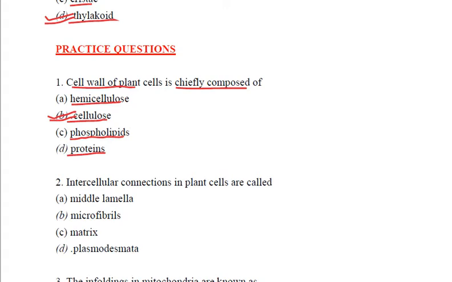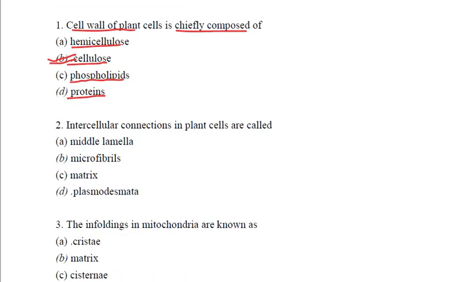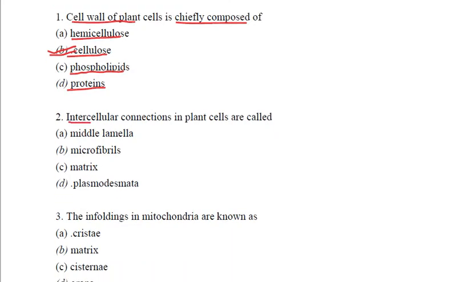Okay. In the next question, the examiner is asking: intercellular connections in plant cells are called. Now this is a different question. Make sure if you know the answer, perfect. Otherwise note it down. Intercellular connections in plant cells are called plasmodesmata. Right? So what are plasmodesmata? These are the intercellular connections in plant cells. Need to remember it.